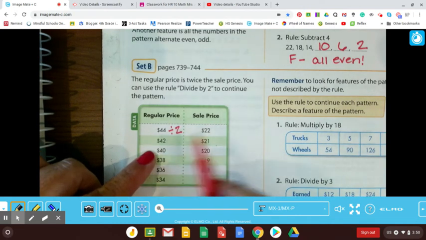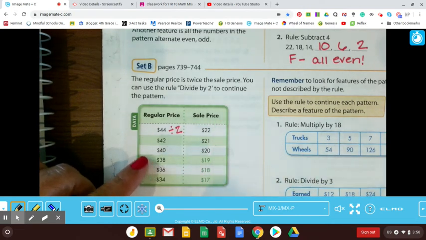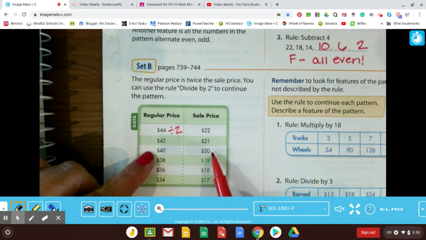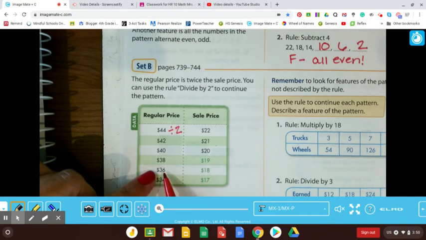And if we didn't know this, we could actually do it out on the paper, right? You're just chopping everything in half. Half of 40 is 20. Half of 38 is 19. If you're going to divide 36 by 2, you'd get 18.